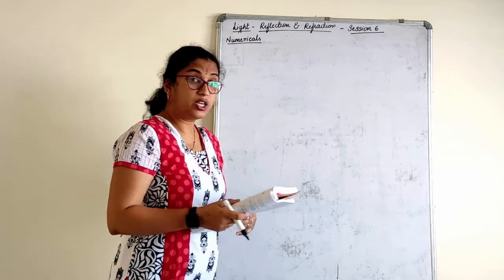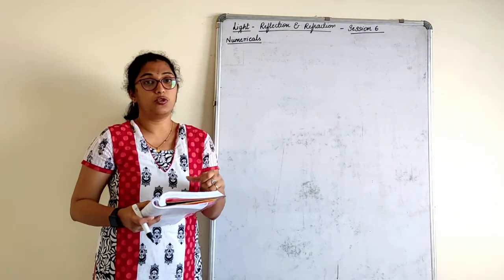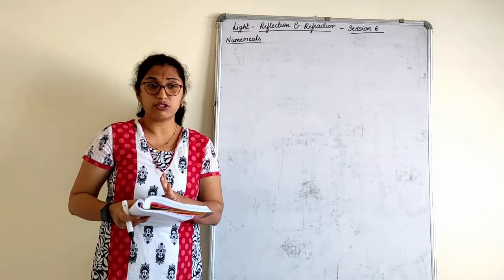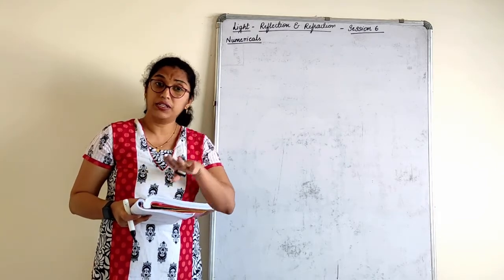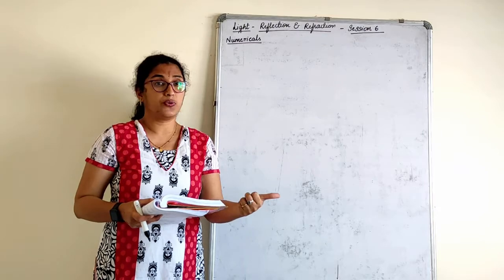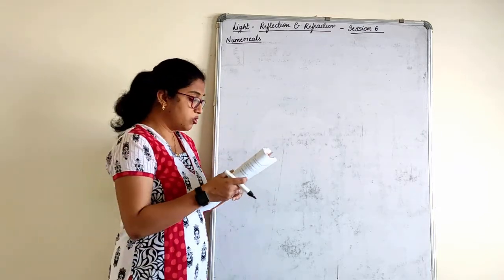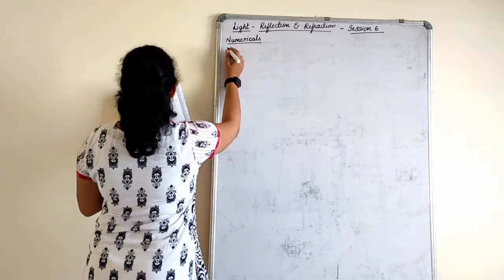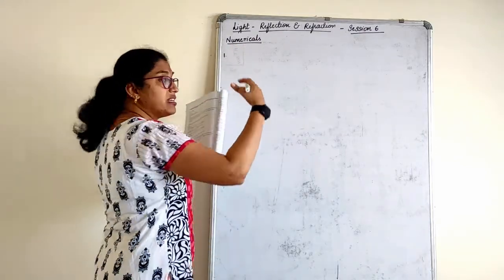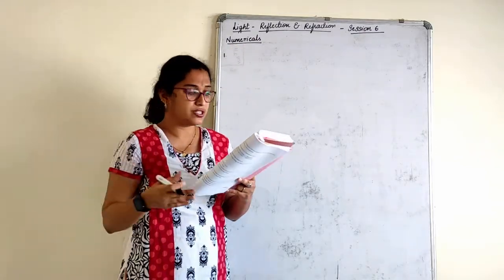Okay, so we'll start with in-text numericals. As you all know, first we start with in-text numericals, then we start with worked examples, and then we start with the exercise. Same like how we had done for the electricity chapter. So page number 168, I'll just go on writing the question numbers as 1, 2, 3, 4, children, continuous numbers.